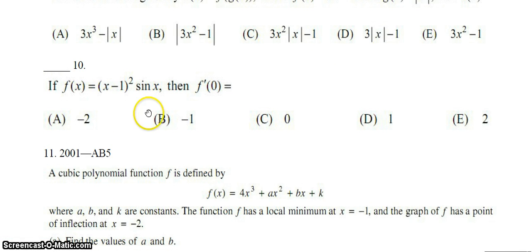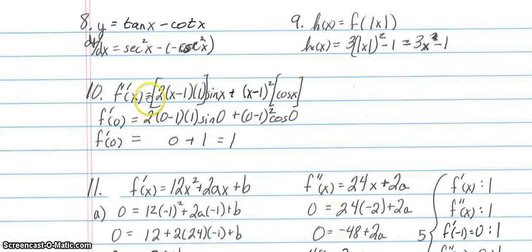And 10. F prime. Oh, we need to use the product rule. So derivative of x minus 1 squared times sine of x, plus x minus 1 squared times derivative of sine of x. Plug in 0. Done.